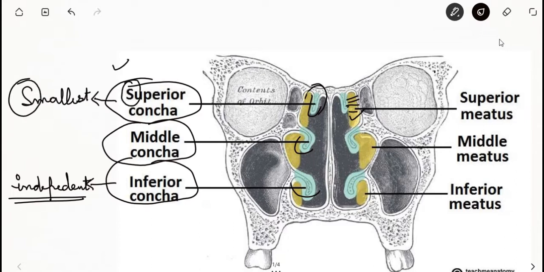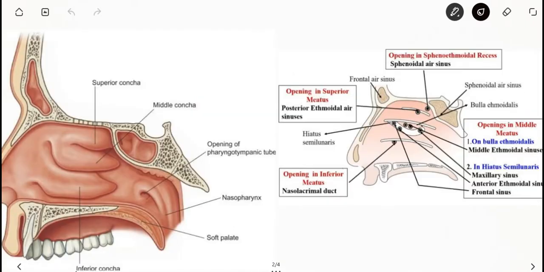The meatus are the passages between the overhanging conchae. So we have the superior meatus, middle meatus and the inferior meatus. Each meatus communicates freely with the nasal cavity proper. The inferior meatus lies underneath the inferior conchae and it is the largest of all the meatus. So which one is the largest? It is the inferior meatus.